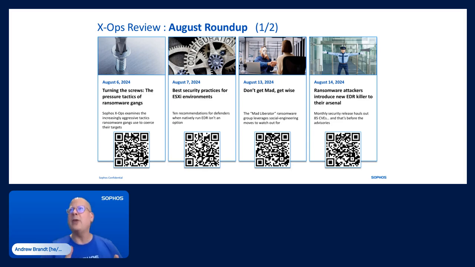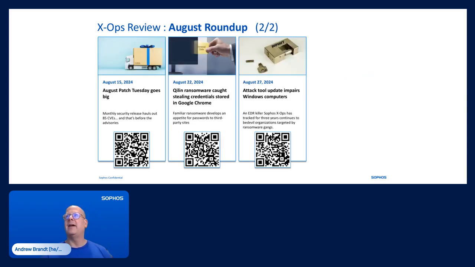We also did a couple of stories about EDR killers. I'm going to skip over Patch Tuesday and just talk about these other things that we've got in here. And we did a story about a ransomware that during the course of the attack, the ransomware threat actors pushed down a PowerShell script that extracted saved credentials out of Chrome browsers on the network that they were infecting, and then exfiltrated those credentials to themselves.